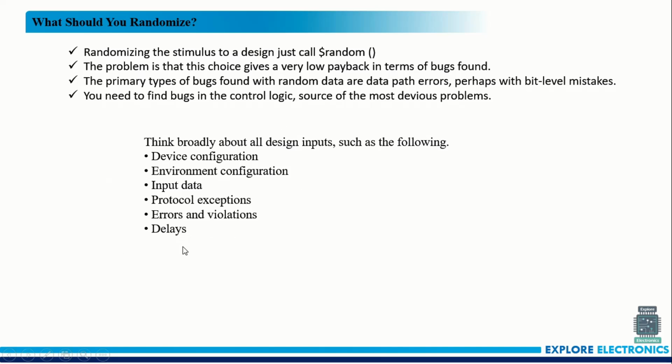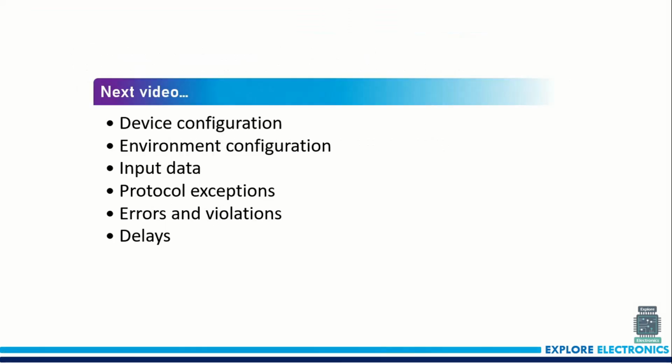So we need to consider these things carefully; only then will we come to know what we should randomize and what we should not randomize. These are very important things in verification that we need to understand. So let us see these things in the next video, the second part of this lecture, where we will understand more about the verification aspects.